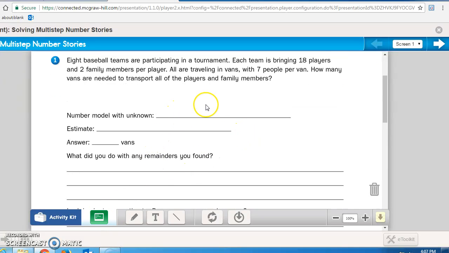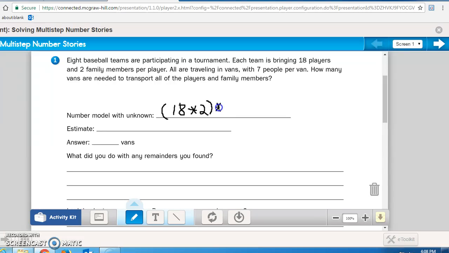So my number model says there are 18 players and 2 family members per player. So I'm going to do 18 players times 2 family members per player. All are traveling in vans with 7 people per van. I'm sorry, let me stop here a second. And there's 8 baseball teams participating in the tournament.